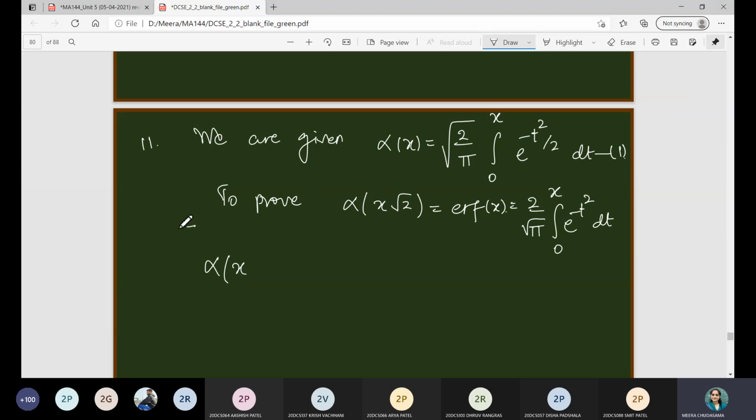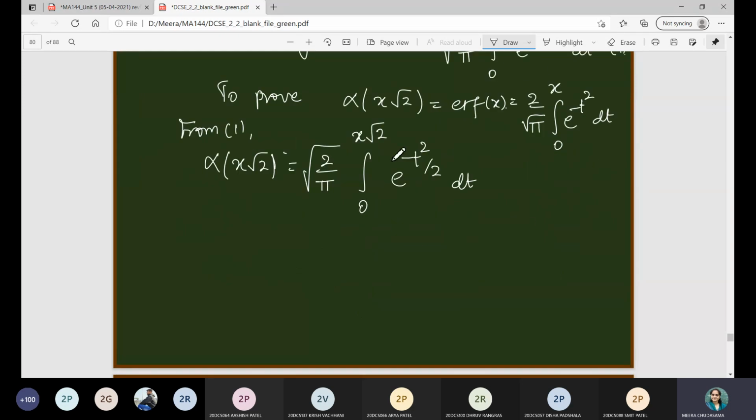Suppose I give this as 1, then from 1, alpha x root 2, what will it become? Wherever there is x, it becomes x root 2. So 2 upon square root of pi as it is. The integral will now be 0 to x root 2 e raised to minus t square by 2 dt. Right, now to convert this into an error function, we need e raised to minus some variable square.